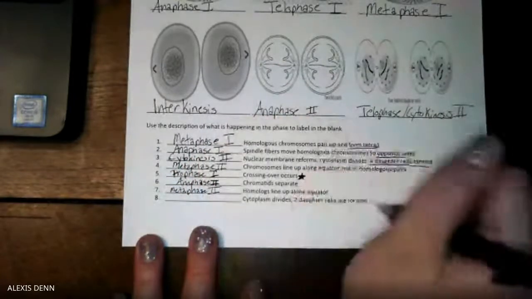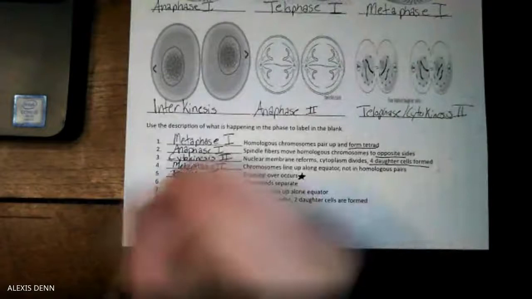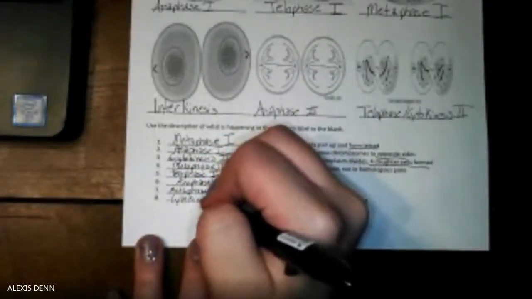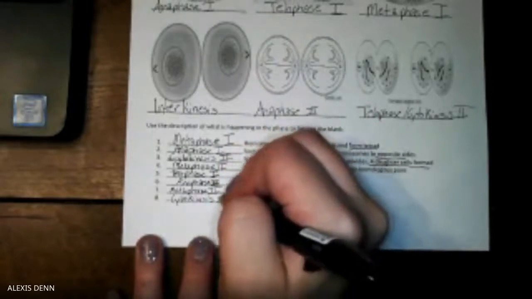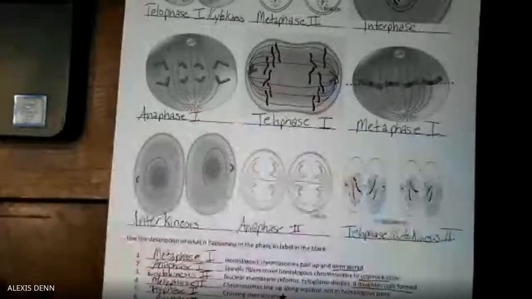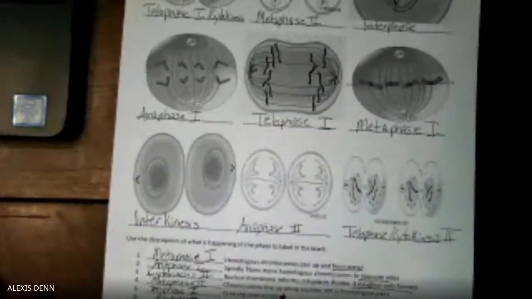And the cytoplasm divides, 2 daughter cells are formed. That is cytokinesis 1. First division results in 2 daughter cells, and the second division results in 4 daughter cells. So that was the assignment over meiosis. Hopefully you found that helpful.